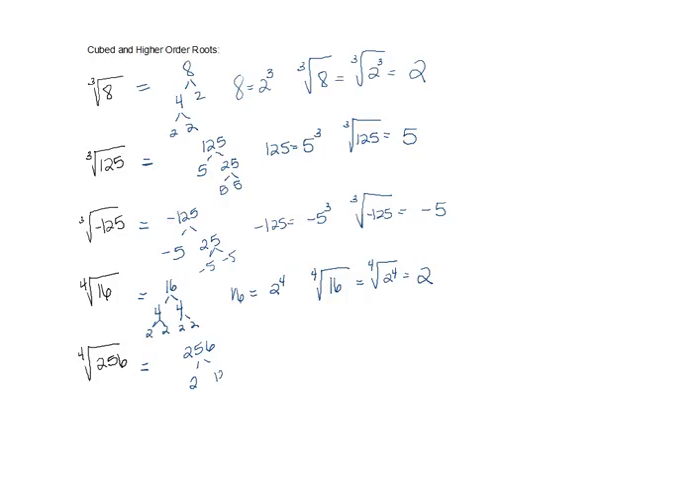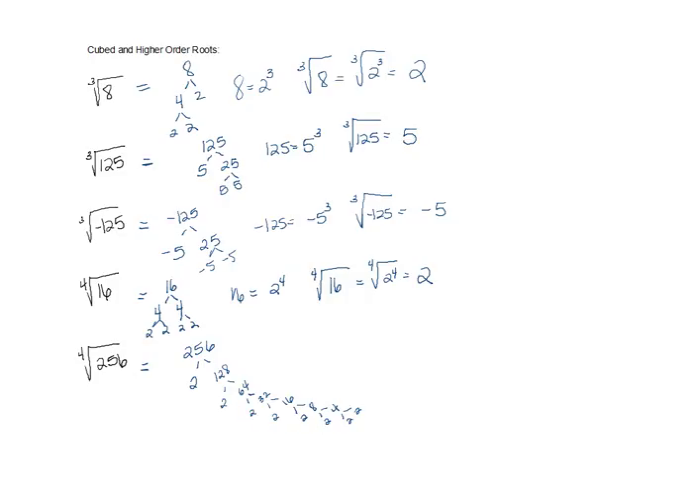2 goes into 16 8 times. 2 goes into 8 4 times. Then 4 is 2 times 2. So we have 2, 2, 3, 4, 5, 6, 7, 8 twos. So I know that 256 is 2 to the 8th power.